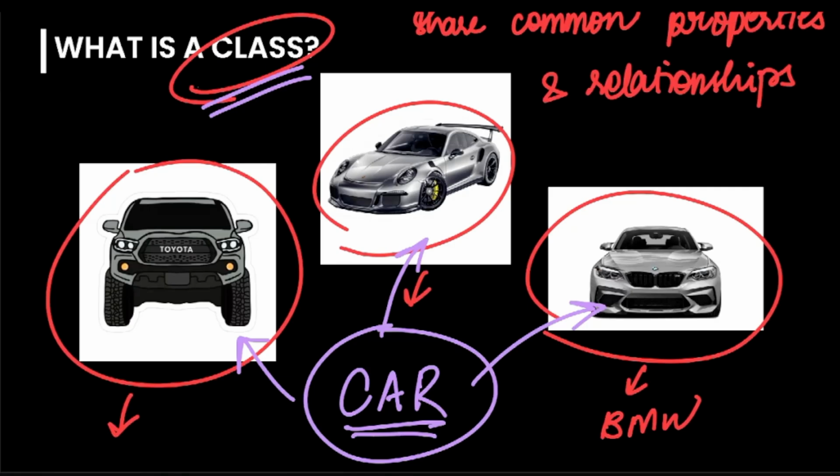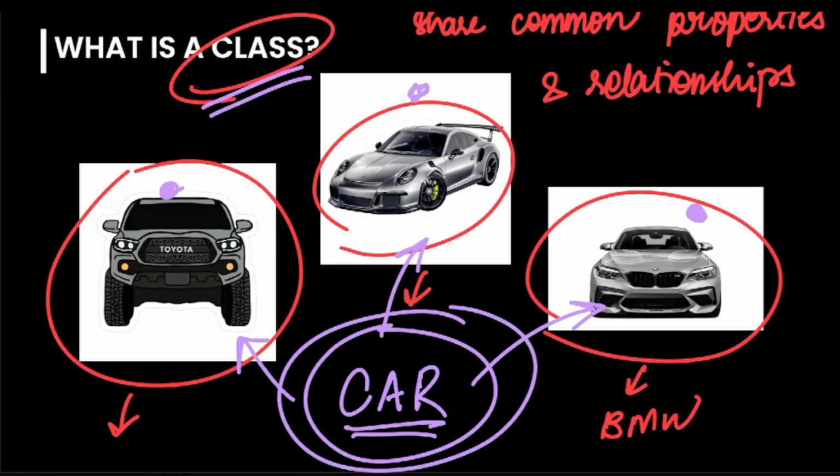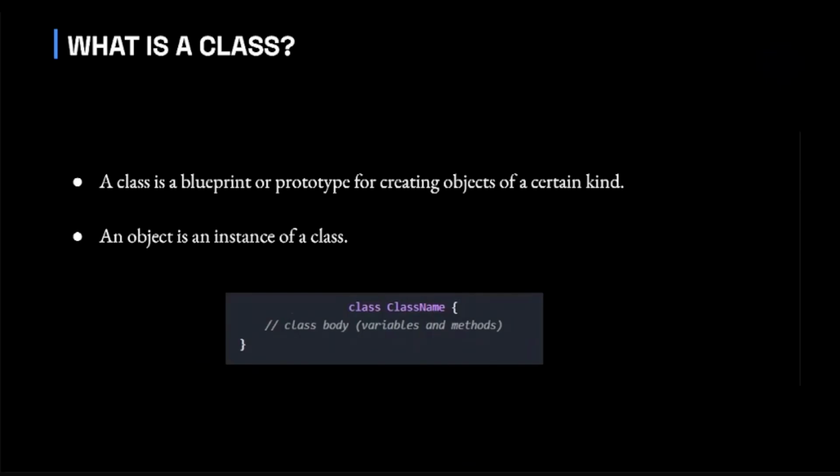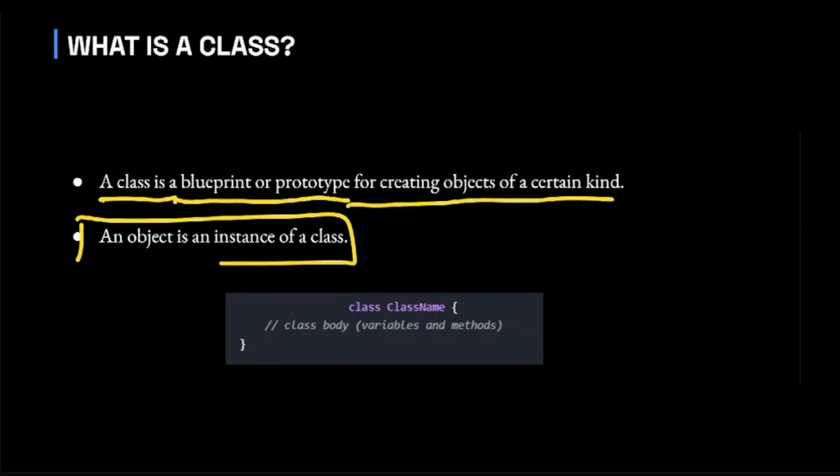So objects are instances of a class. You need to remember this exact phrasing. Each of these cars, which are objects, are instances or examples of my class car. Makes sense? So if I'm talking about the definition of what a class is, I can say a class is a blueprint or prototype for creating objects of a certain kind or similar kind. And this statement is very important: an object is an instance of a class.